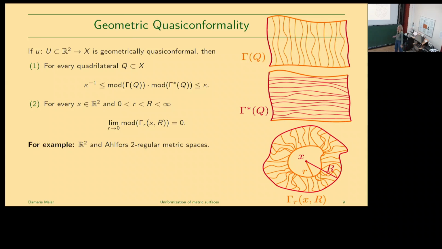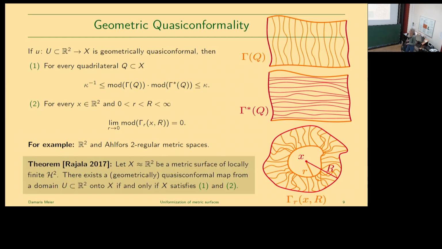So we've seen R2 satisfies that, and also Ahlfors 2-regular metric surfaces do satisfy these two conditions. And it was then shown by Rajala that actually these conditions are not only necessary but also sufficient for characterizing metric surfaces that admit a parametrization by a geometrically quasi-conformal map. And he calls metric surfaces satisfying this reciprocal metric surfaces. Now, a few comments to that.